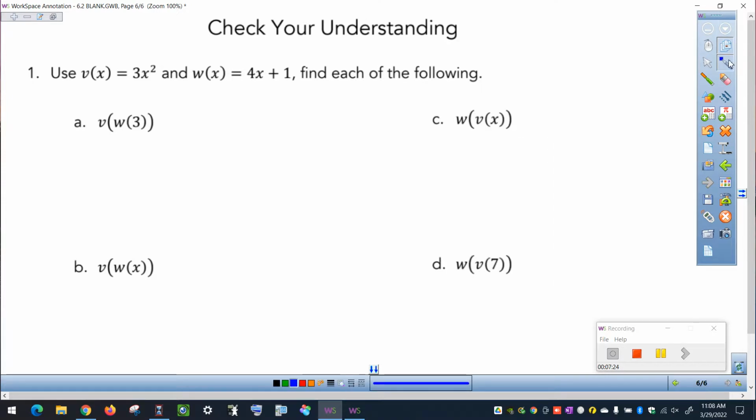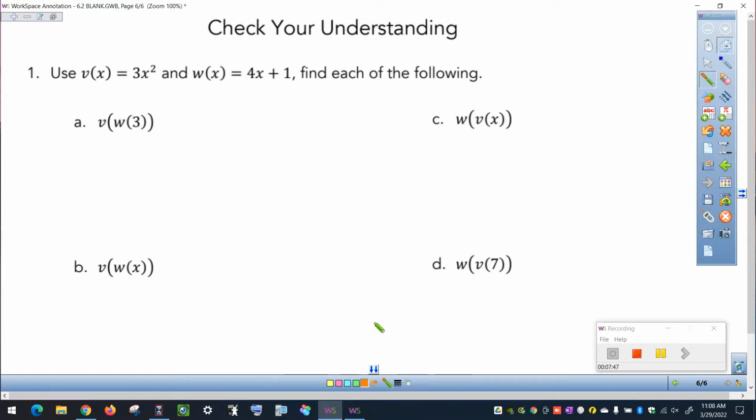All right, and this is kind of like what we just wrote out for that second learning target. So we're wanting to evaluate a composition for a specific value. So it's telling us the value of the variable here is 3. We want to simplify this down. Our final answer is going to be just a regular number.